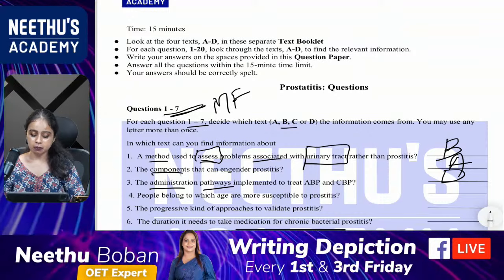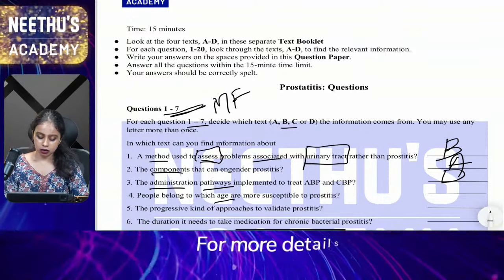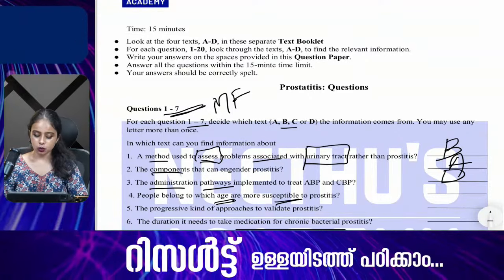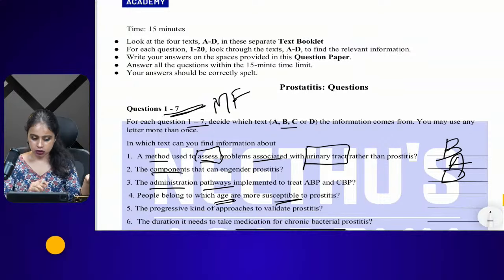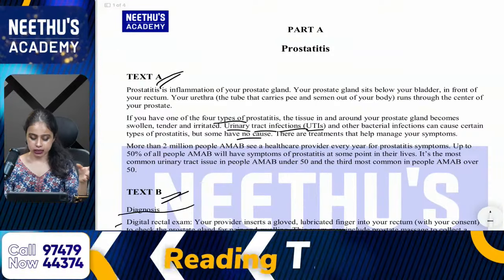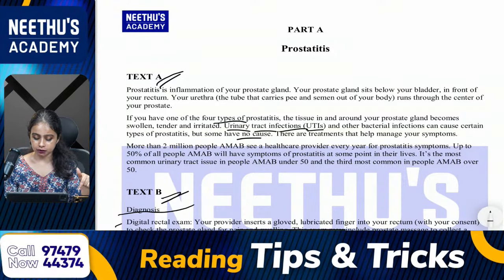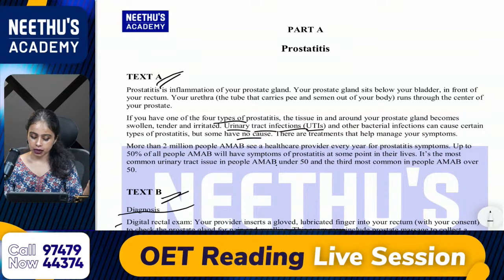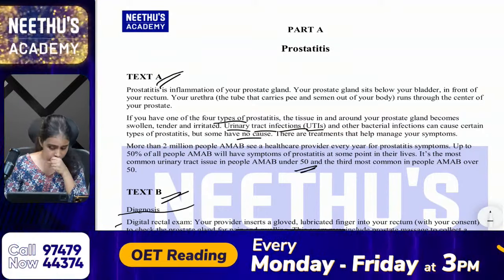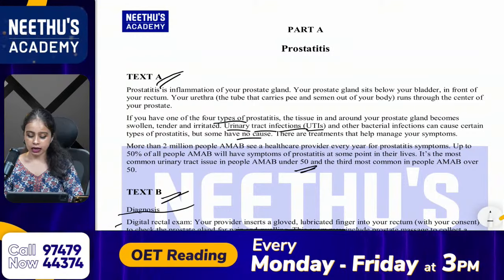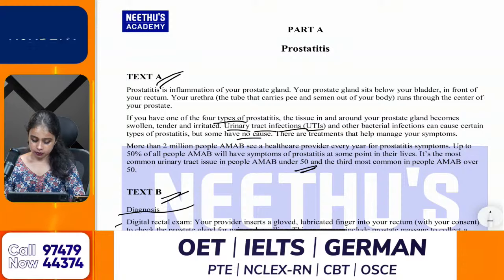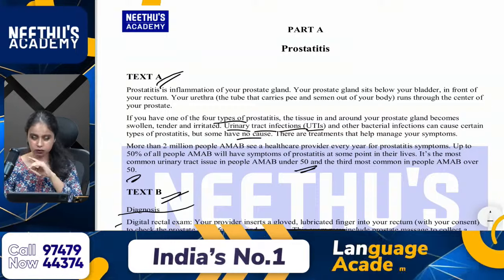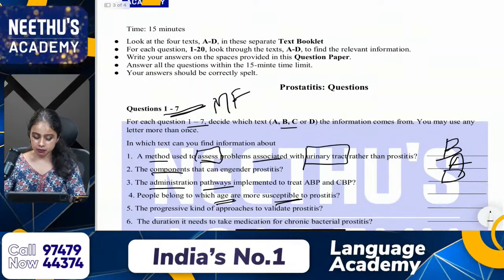Then, people belonging to which age group are more susceptible to prostatitis? So what is the answer? The prevalence is mentioned in text A, as you can see here, in the last paragraph, the last line. See, it is the most common urinary tract issue in people assigned male at birth under 50, and the third most common in people assigned male at birth over 50. So that is from text A.